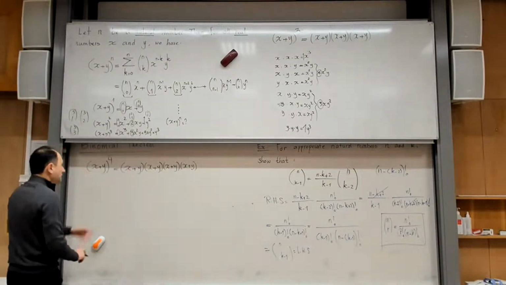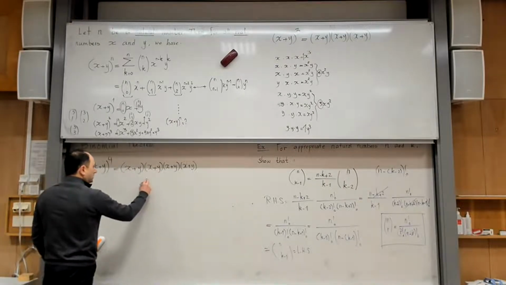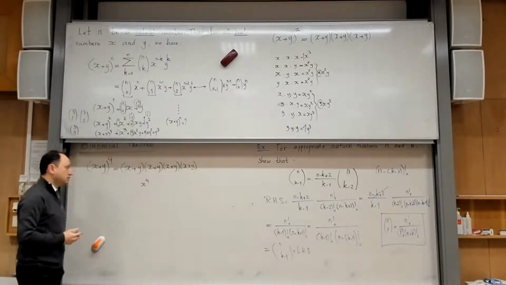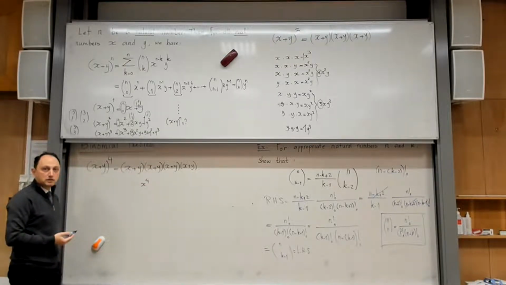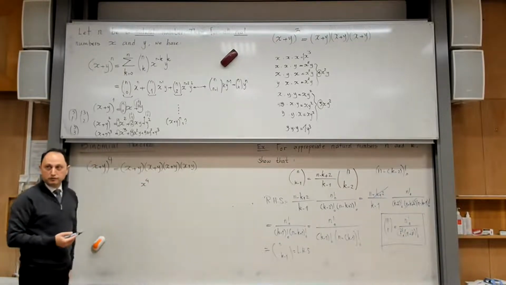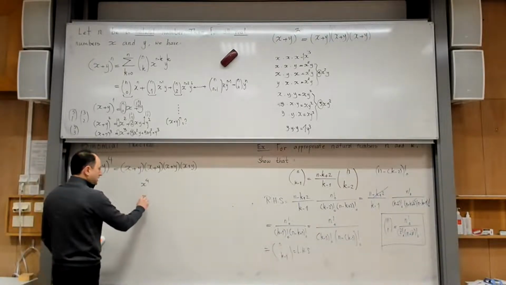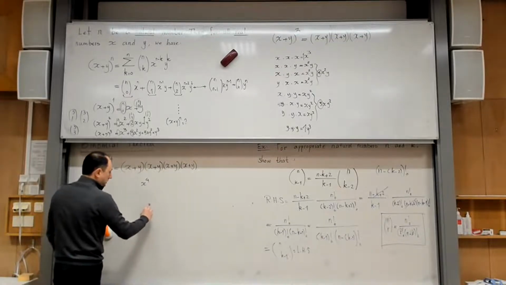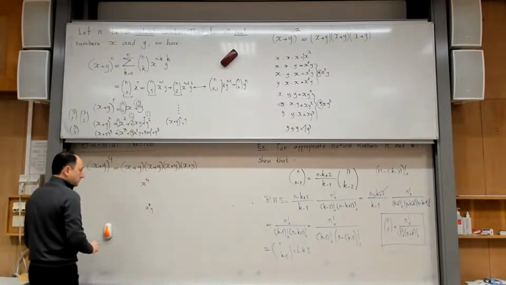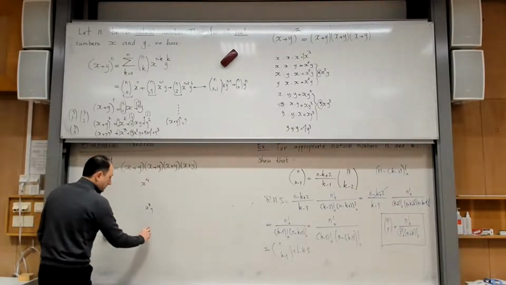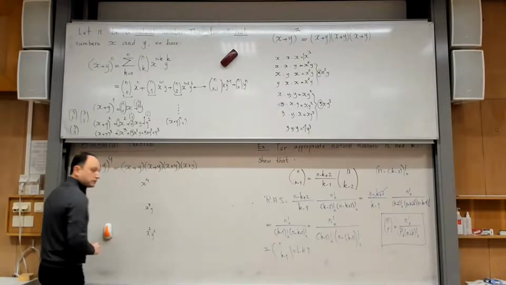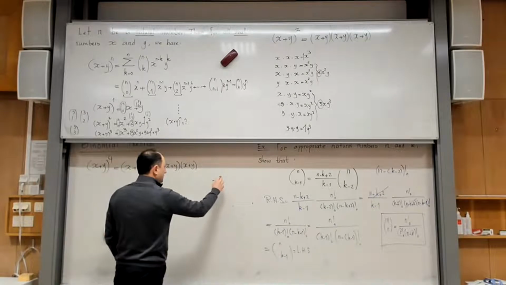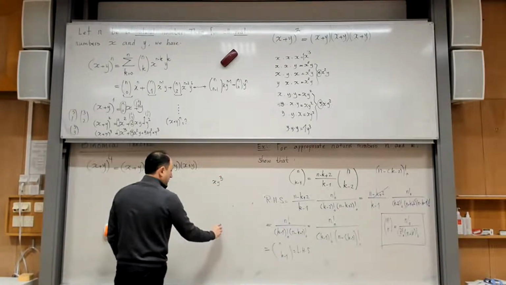Okay, in how many ways can I generate x to the power of 4? So let me just do it a little bit differently. What are the possible combinations that I can have when I expand? One possibility is x to the power of 4. Another possibility is x to the power of 3 and then y. One other possibility is x to the power of 2, y to the power of 2. Yes? And another possibility is x, y to the power of 3, and finally, y to the power of 4.